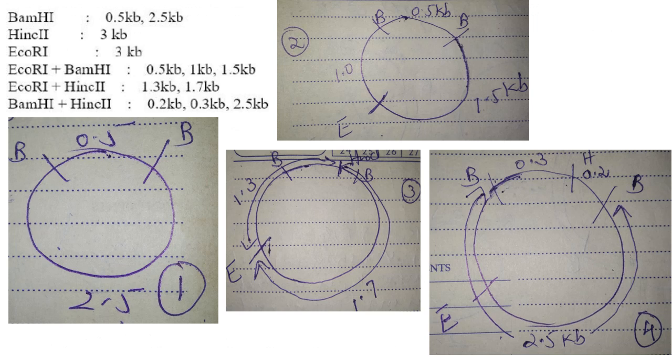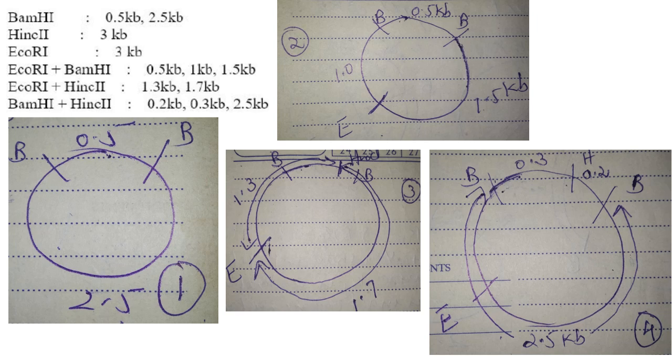So first one, BAM-H1 digestion, HINC2, ECO R1, they give 3 kb plasmid as such. So they are having only single restriction enzyme site in the plasmid. HINC2 and ECO R1. The BAM-H1 is having 2 sites. That is why you get 0.5 kb and 2.5 kb.